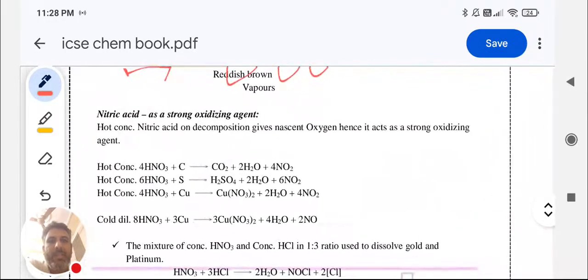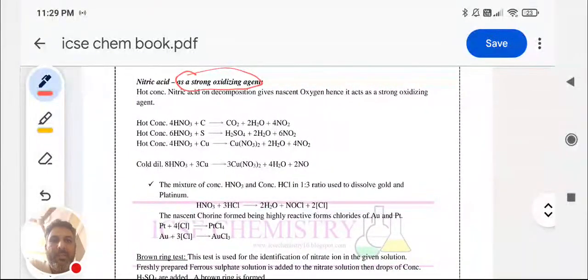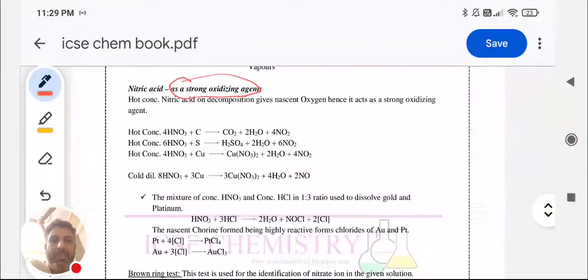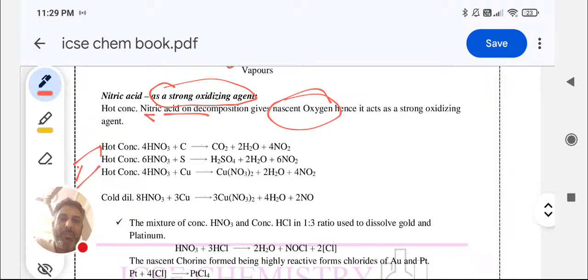Then nitric acid acts as a strong oxidizing agent. Whether you take dilute or concentrated, in both forms nitric acid is a strong oxidizing agent, because in both cases nitric acid produces nascent oxygen atoms, whether you take dilute, hot dilute or concentrated nitric acid. And we have specific reactions with carbon, sulfur and copper.